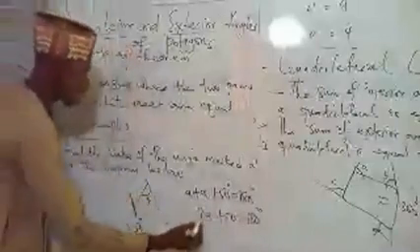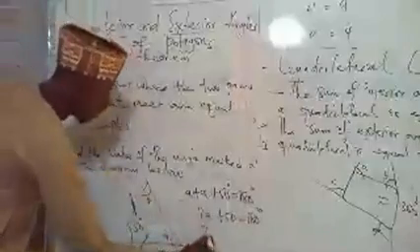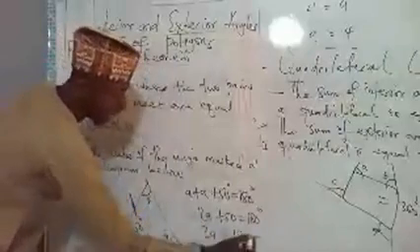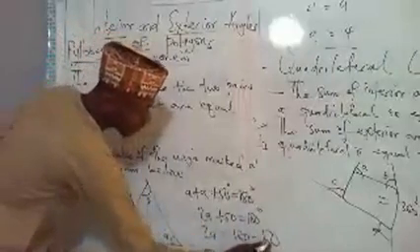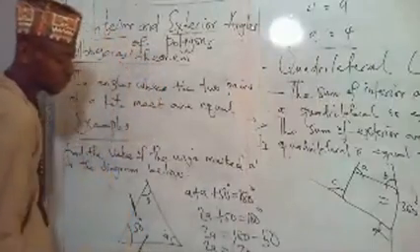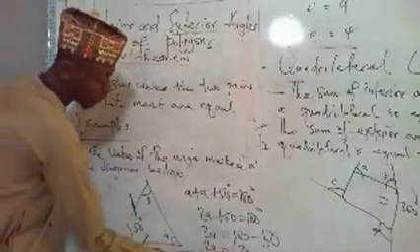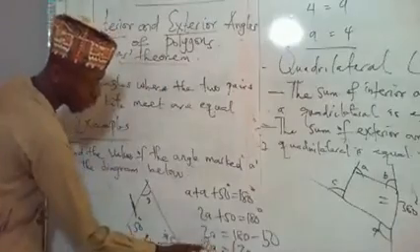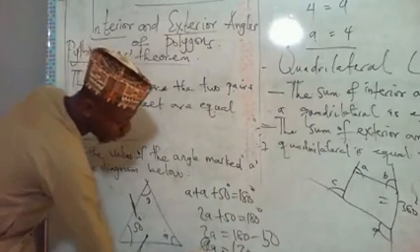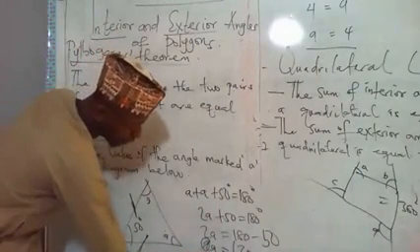Collect like terms: 2A is equal to 180 minus 50. So 2A will be what? 180 minus 50 is 130. What you have to do now is divide both sides by the coefficient of A. This is the coefficient and it is 2. And our A will be equal to 130 divided by 2.